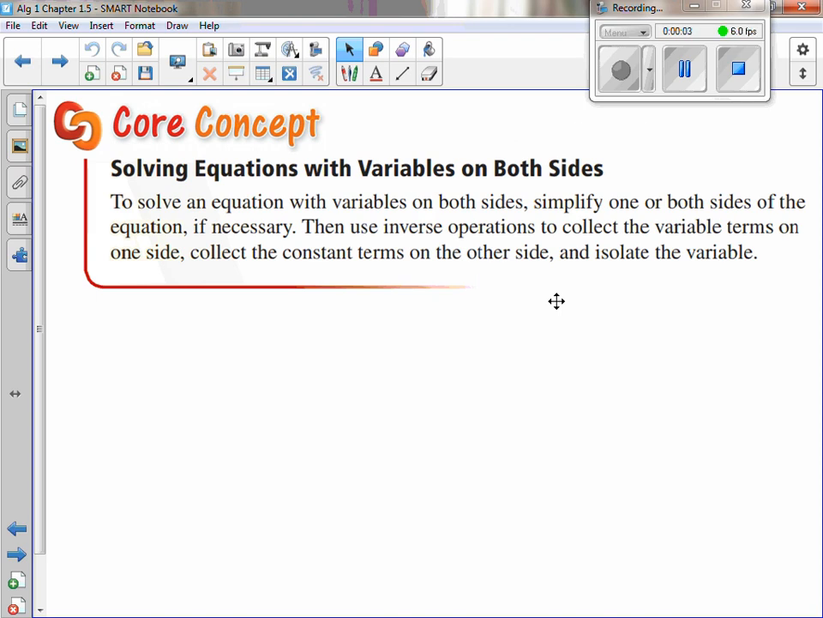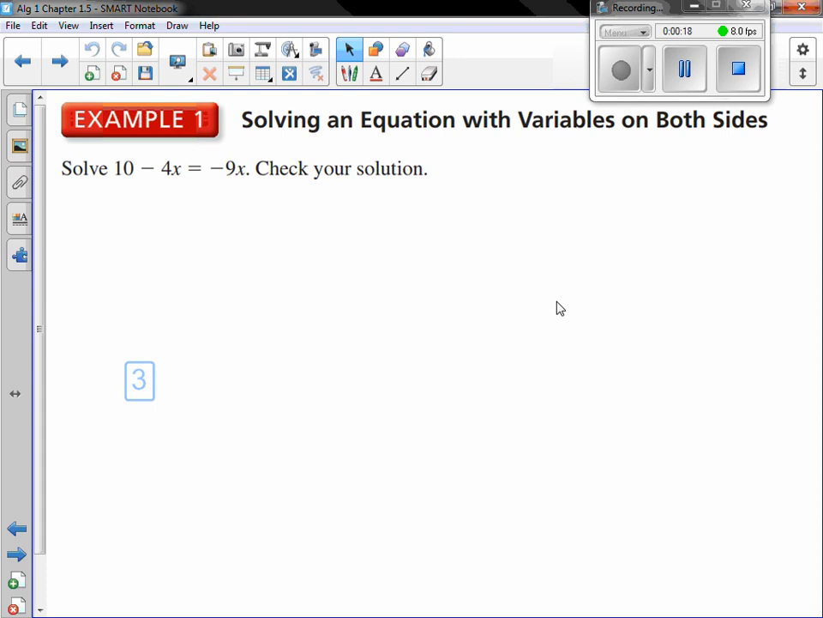So what we're doing today is we're solving equations with variables on both sides. This isn't going to be a huge step from what we did last week. The only real difference now is that instead of having variables on one side, now we have them on both. So our first step is to get the variables on the same side. We need to gather them together.